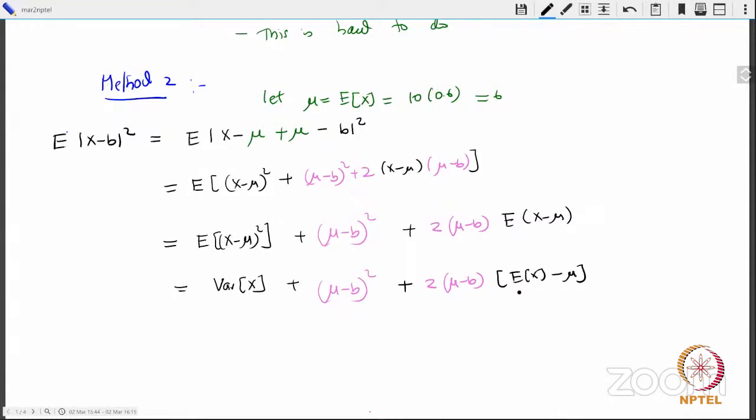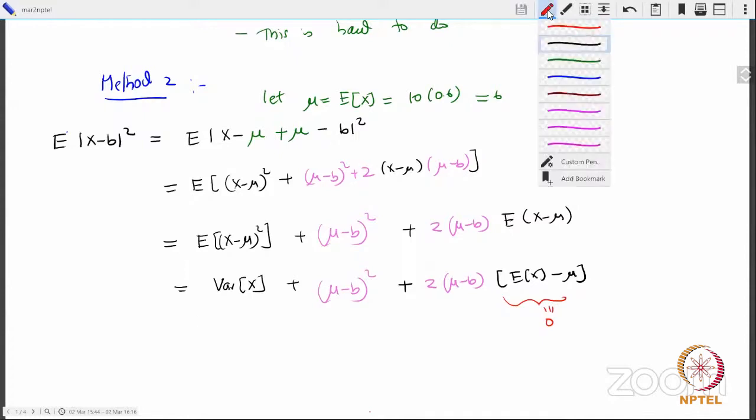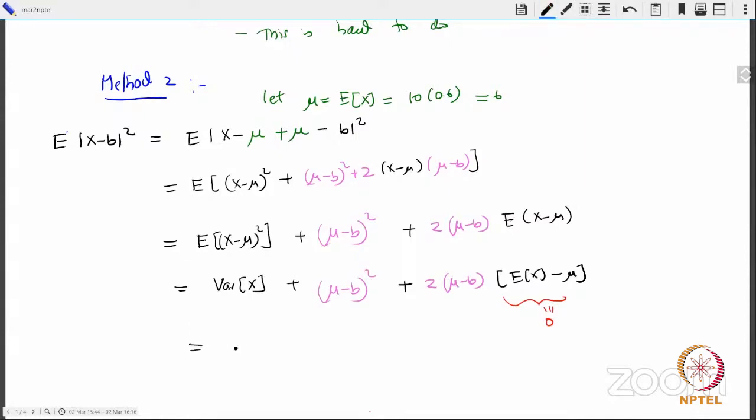But mu is E of X, so this part is 0. So this whole thing is 0. This whole thing is just 0. So this whole term is 0 now. So therefore, we have E of (X minus b) whole squared is the variance of X plus this term right here, (mu minus b) whole squared.